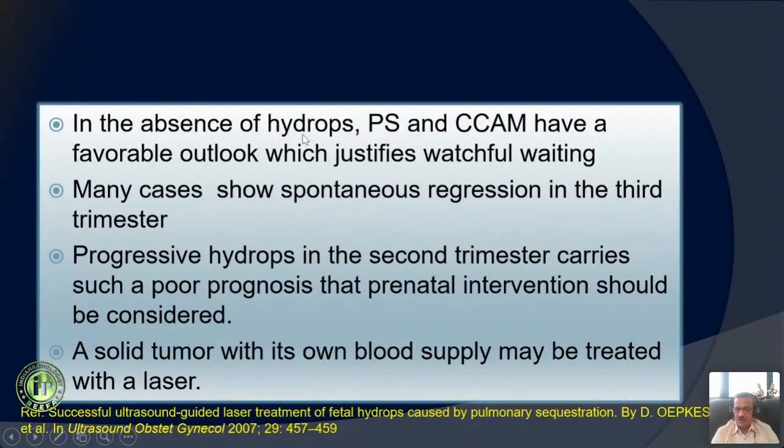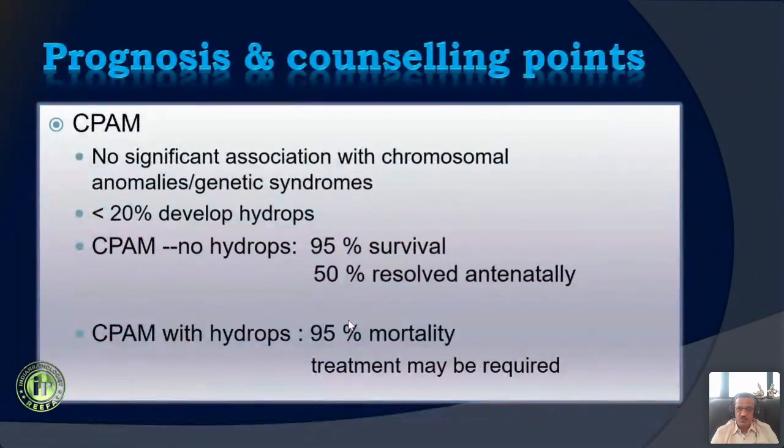Once you see hydrops, of course we are worried about the outcome. Typically, when you see progressive hydrops coming up in the second trimester, the prognosis may be bad. In some cases, once there is hydrops, we may think of doing an intervention as well. So when you counsel the patient, this is very important in CPAM. There is no significant association with chromosomal abnormality or genetic syndrome, so it's reassuring. And less than 20% develop hydrops.